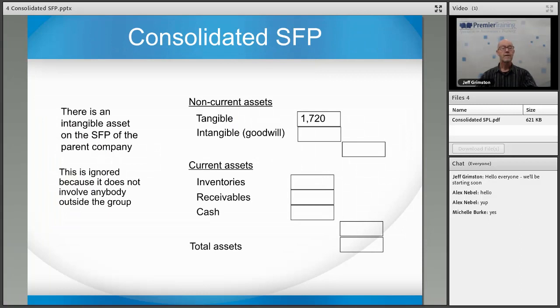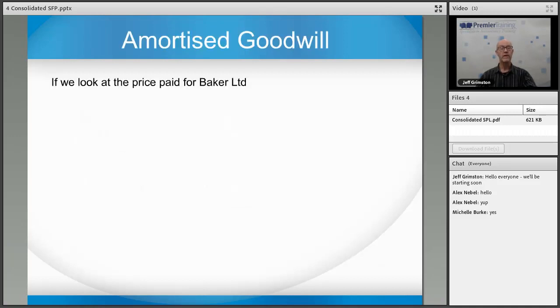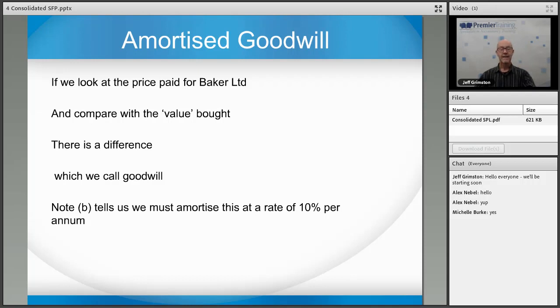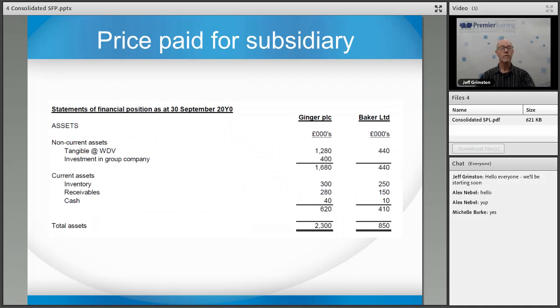So because it doesn't involve anybody outside the group, we ignore it, but we are interested in the goodwill. So for goodwill, we need to look at the price that was paid for the control of the subsidiary. We need to compare that with the value that was bought. And there's a difference between the 2, which we call goodwill. And note B in the extra information tells us that this must be amortized at a rate of 10% per annum. Amortization, why we have to have a different word for intangible assets to the depreciation we apply to tangible assets is anybody's guess.